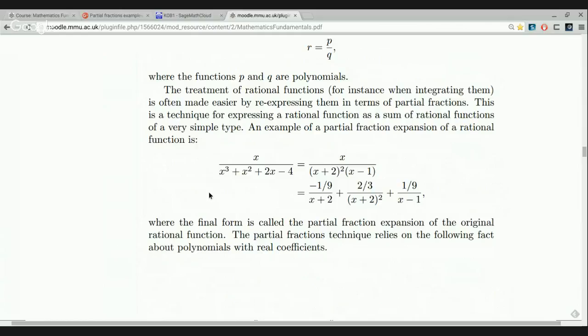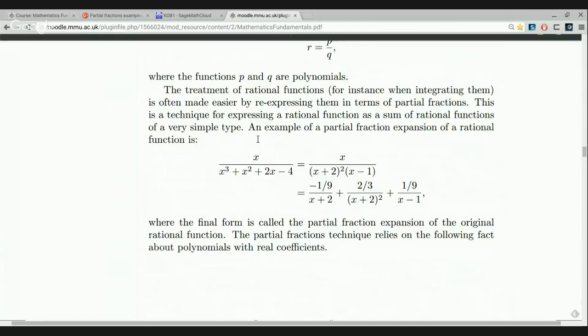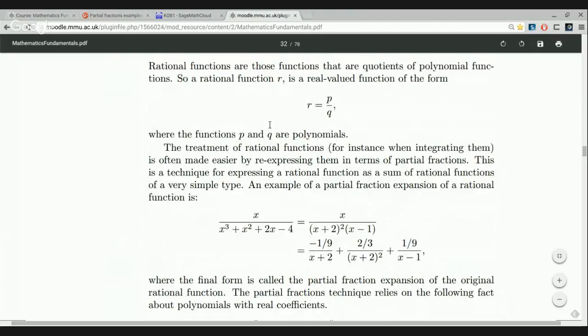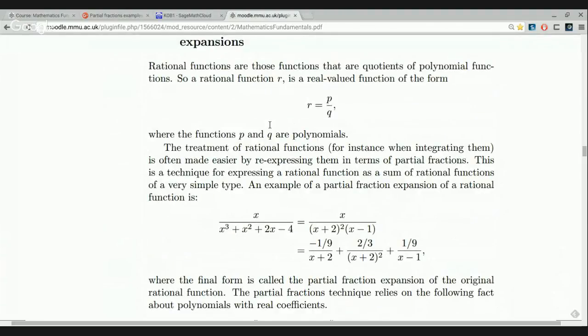Representations of so-called rational functions. Okay? And rational functions are functions which are quotients of polynomials. So an example here, the bottom of page 28. This function here, x over this cubic, x cubed plus x squared, etc. That's a nice compact form of that expression, which could define a function of x.